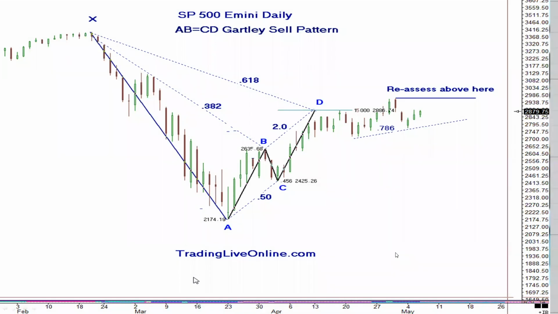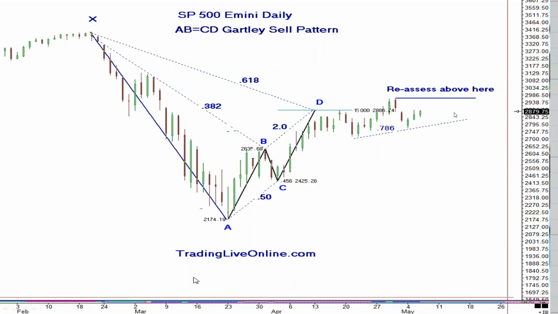Okay, last time I was on April 28th, I presented this pattern. This is AB equals CD. It's a Gartley sell pattern, and this pattern is still in play. What's interesting about this pattern is that we have really been going in a sideways range since the early part of April, and now we're in the early part of May.